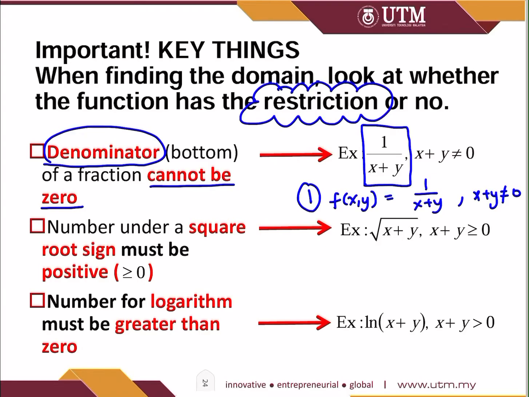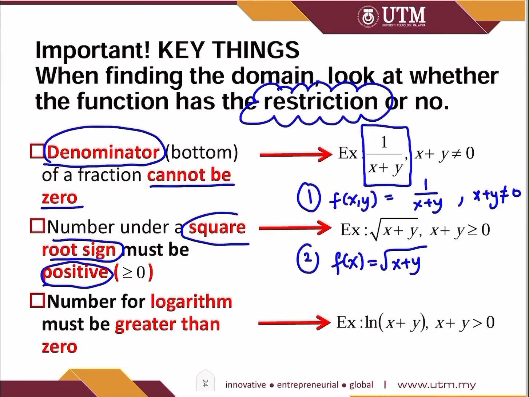Second one. Let's say we have f(x, y) equal to the square root of (x + y). For the square root sign, we know that it must be non-negative. Therefore, from here we have the domain where x + y must be greater than or equal to 0.